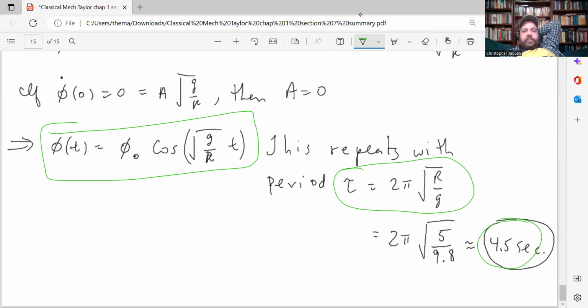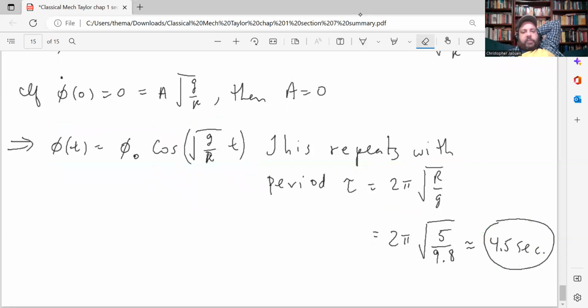So that's the end of the section, and actually the end of the chapter. The only thing that we have left to do in chapter 1 is the exercises for section 1.7, which I'll do in the next video. So keep an eye out for that. Let me just stop the screen share.